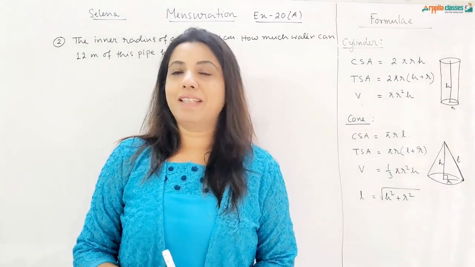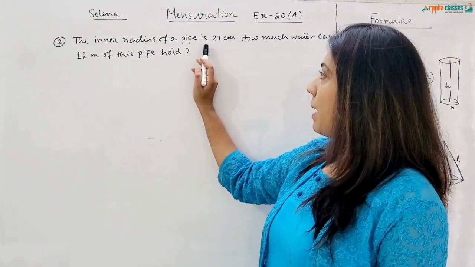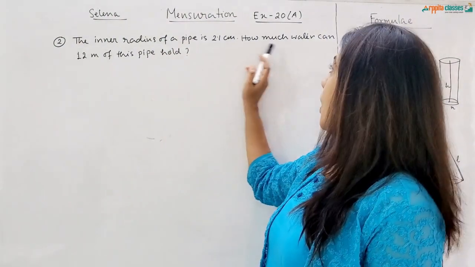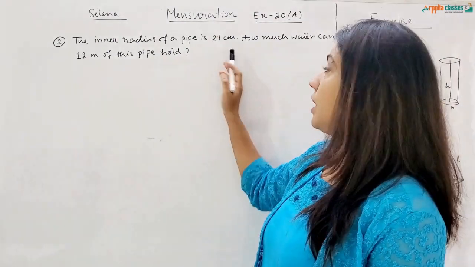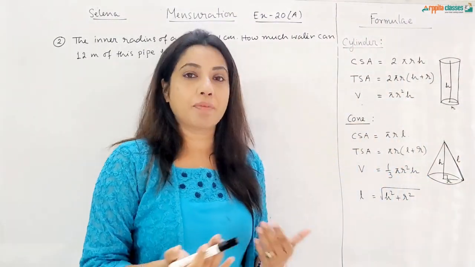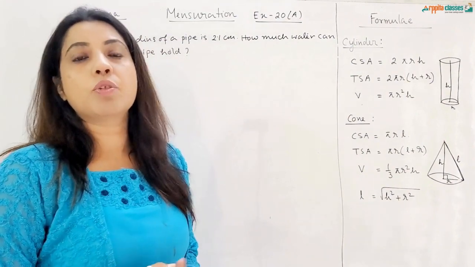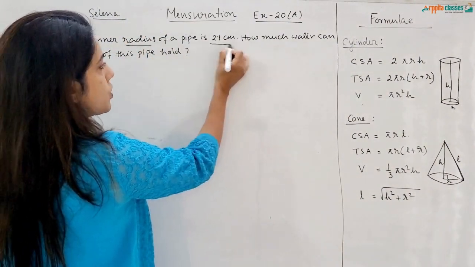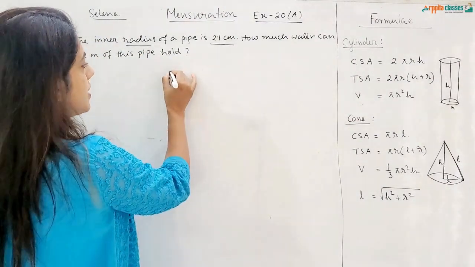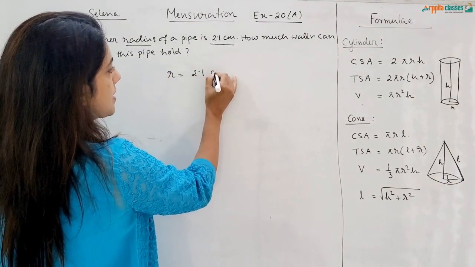Let us start with the second sum. The inner radius of a pipe is 2.1 centimeter. How much water can 12 meter of this pipe hold? So they are asking for how much water it can hold. That means they are asking for capacity. And capacity means we have to find out the volume. So what is given? The radius is 2.1 centimeter. So let us write down r is equal to 2.1 centimeter.